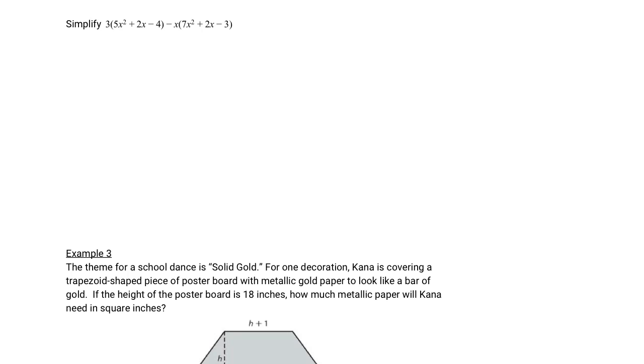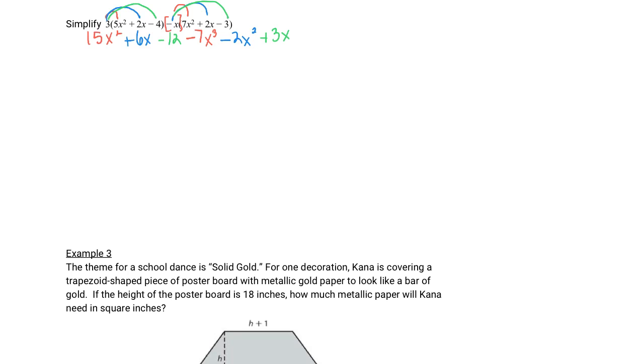All right, same idea. Take 3 times 5x squared, and we get 15x squared. 3 times positive 2x is plus 6x. And 3 times negative 4 is negative 12. Then we start again. We've got negative x here. So negative x times 7, that's negative 7x cubed. Negative x times positive 2 is negative 2x squared. Negative x times negative 3, positive 3x.